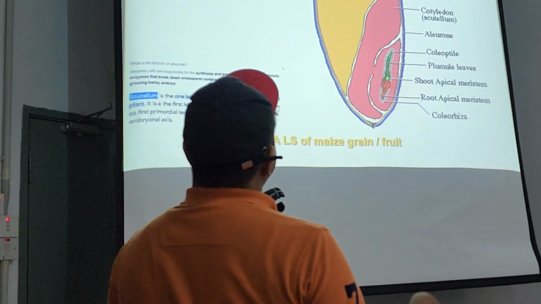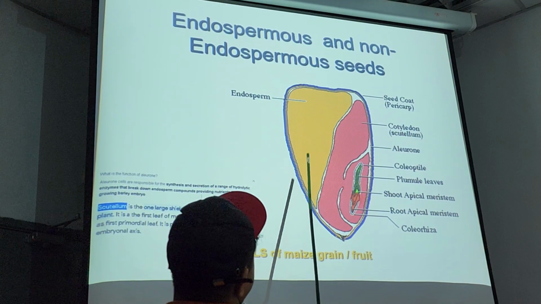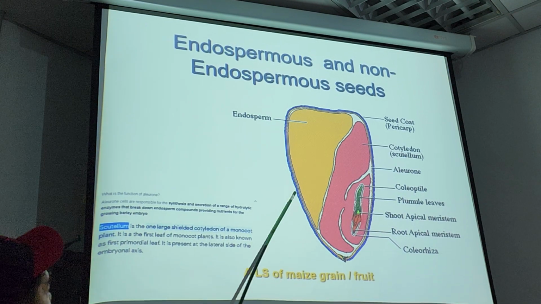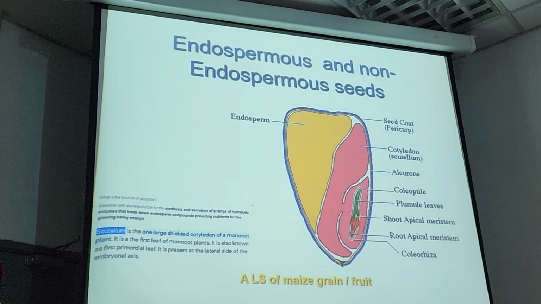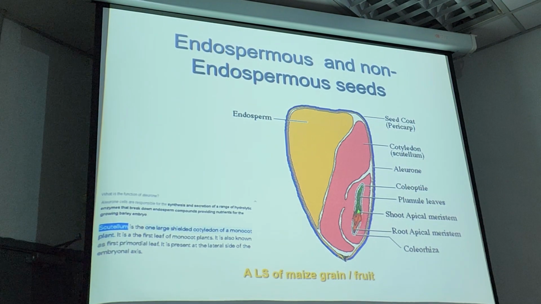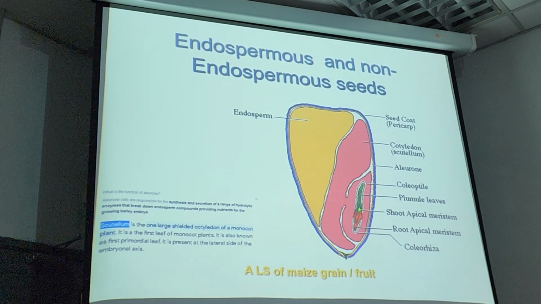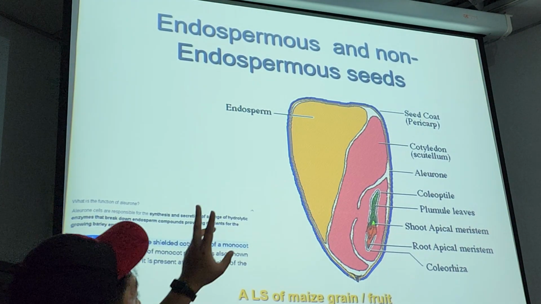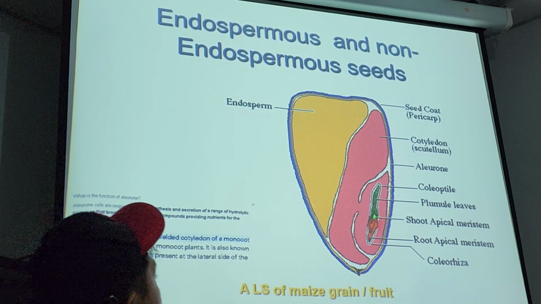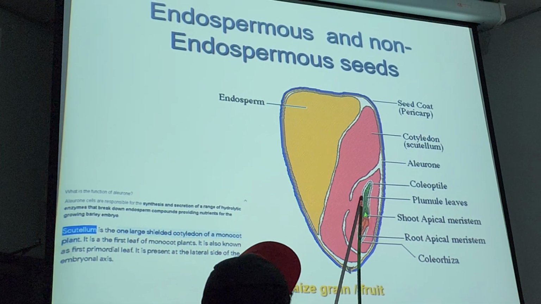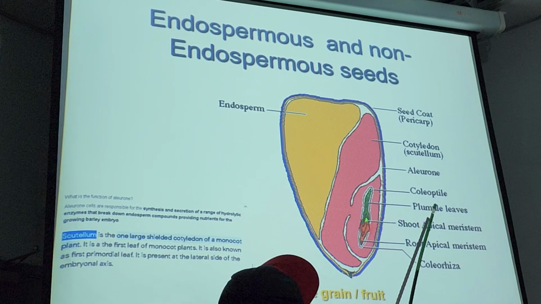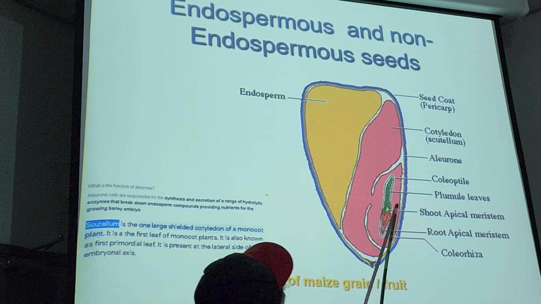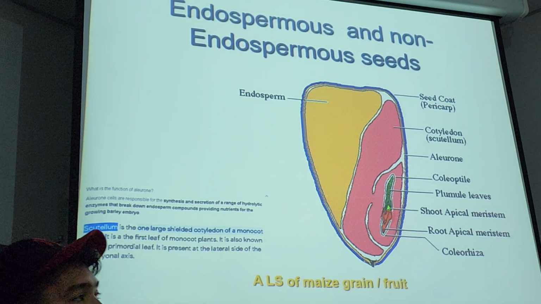When it gets activated, as mentioned here, hydrolytic enzymes break down this endosperm, and this endosperm has various kinds of complex sugar. You have the starch and some other nutritive substances and molecules to be used by the embryo, and this is your embryo here. So plumule plus root apical meristem, shoot apical meristem, all of this is your embryo. This is your baby.